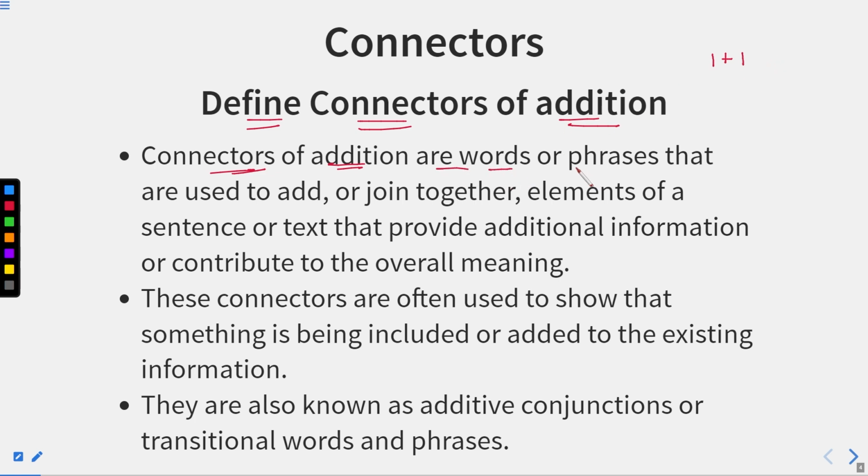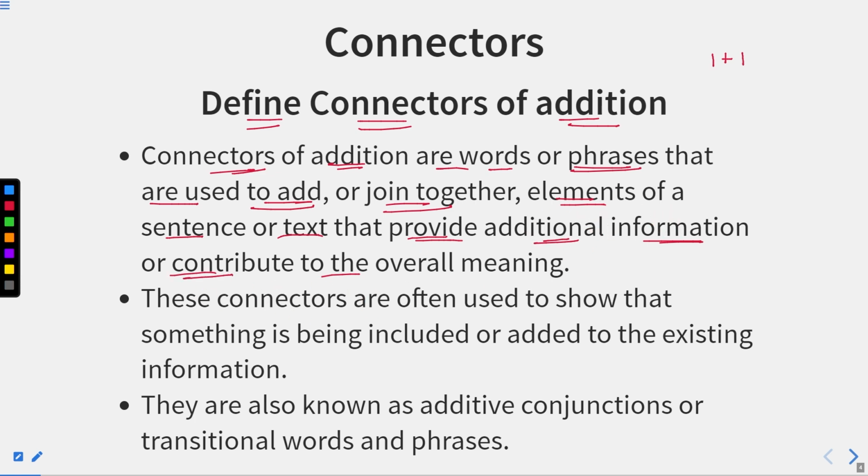Connectors of addition are words or phrases that are used to add or join together elements of a sentence or text that provide additional information. It means whenever I have some information and I want to add some more information to it, I will use the connector which shows the addition. I will join some more phrases or a sentence or text that provide additional information, whatever information I have, and I'm adding some more information to it. To join that particular information, I'm using a connector, and that connector is known as a connector of addition.